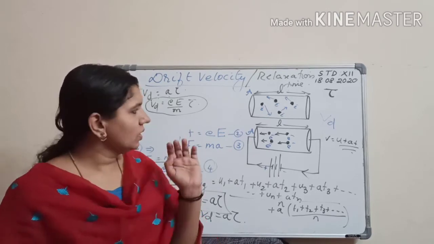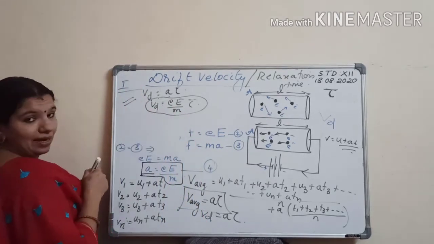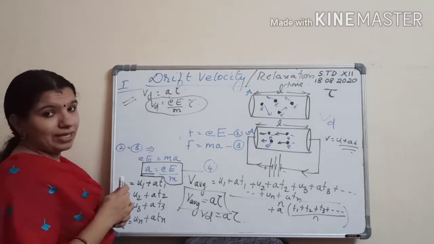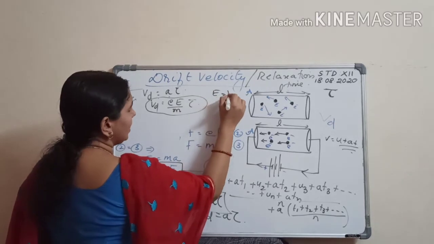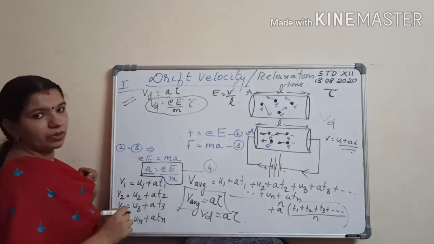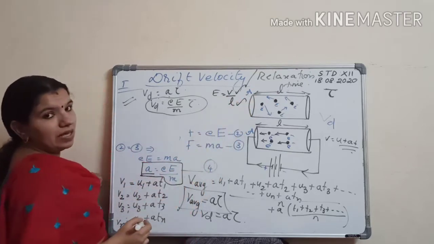Clear? Now, in this expression, instead of E, I can put another value, the relation between potential and electric field. What is that? That is E is equal to V by L. You know, V by L, where V is the potential and L is the length.